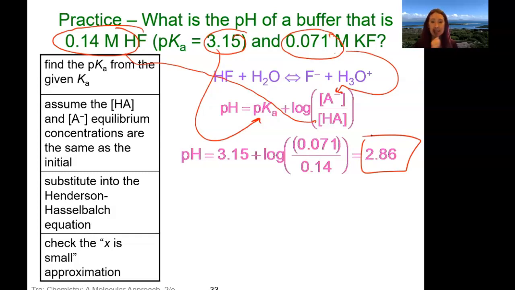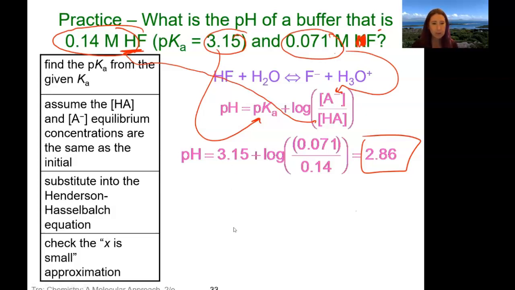And again, this only works for buffers. How do you know if it's a buffer? Weak acid, conjugate base. That's how we know if it's a buffer. Weak acid, conjugate base. That's a buffer. So Henderson-Hasselbalch only works for buffers. You have to have a weak acid and its conjugate base, and X is small has to work.